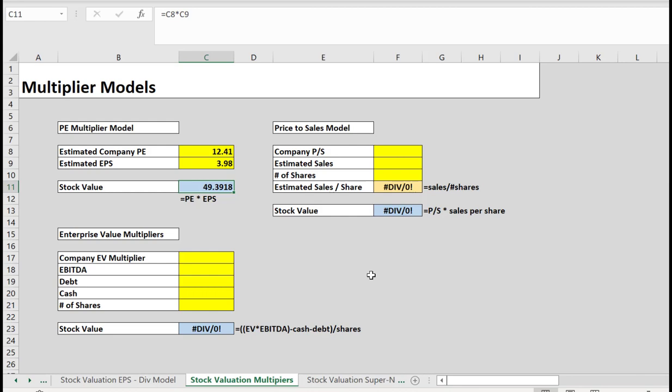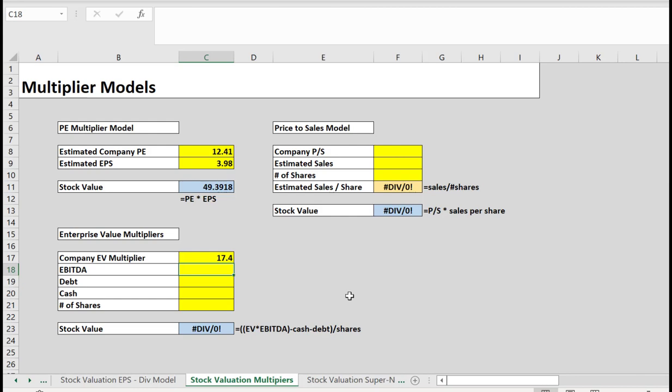Another model we can look at is what's referred to as the EBITDA enterprise value multiplier. So we need to look up some numbers, right? What is the enterprise value multiplier? Again, we can look this up. It's published in lots of different places. So let's say for our company, it's 17.4. This is just a measure of our EBITDA relative to value.